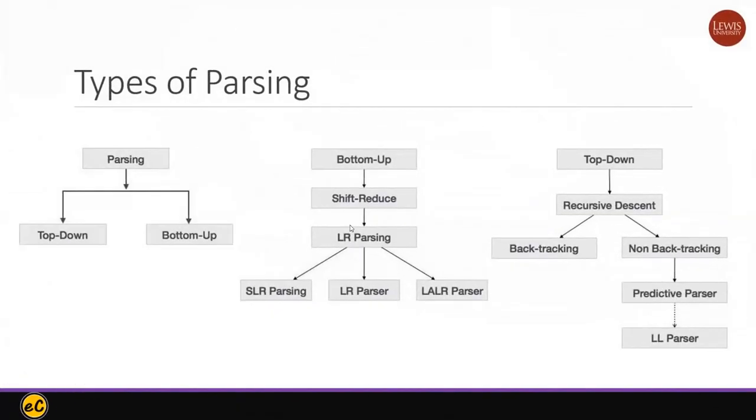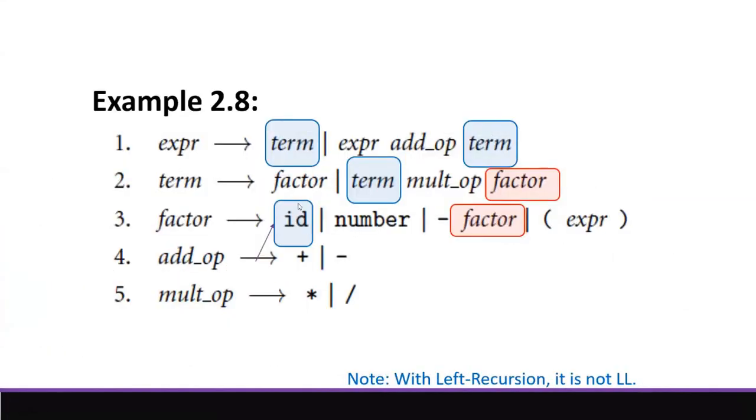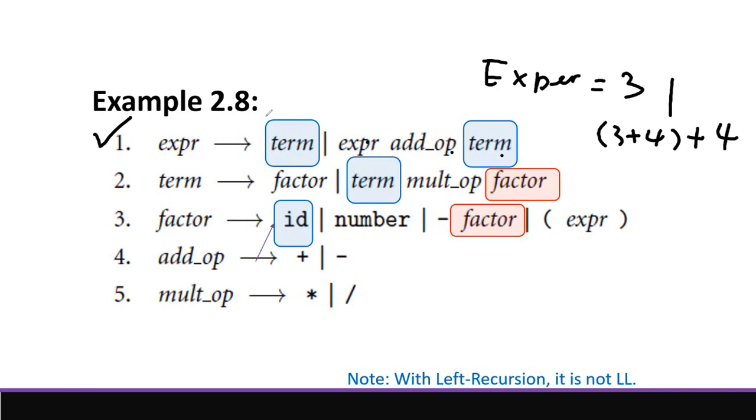So here let's have an example. Expression is a term or expression add operator term. This rule number one means you have an expression. This expression can be a term, maybe 3 is an expression, or it can be expression add operator term. So it may be another expression. Maybe 3 plus 4 plus a term, that is 4. So a term is actually a single number. Expression is an expression, and this expression plus a term can become an expression.